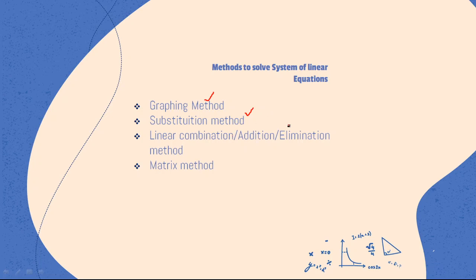Next comes the linear combination method, or you can say the addition method or elimination method. In this method, we add or subtract the two equations so as to eliminate one variable and find the value of the other variable. Then put that value in the first equation and solve that equation to get the value of the first variable. And the other is the matrix method. We use matrices in this method.